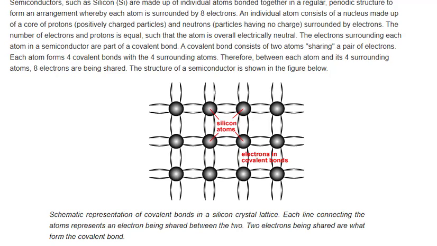The structure of a semiconductor is shown in the figure below. Schematic representation of covalent bonds in a silicon crystal lattice. Each line connecting the atoms represents an electron being shared between the two. The 2 electrons being shared are what form the covalent bond.